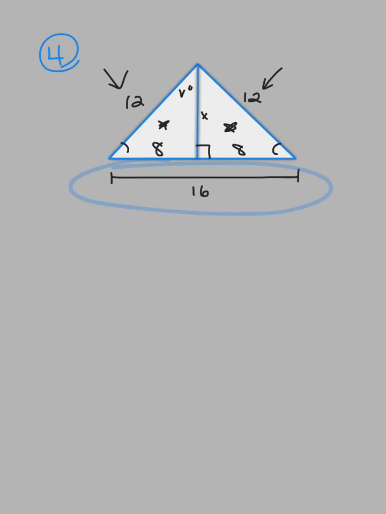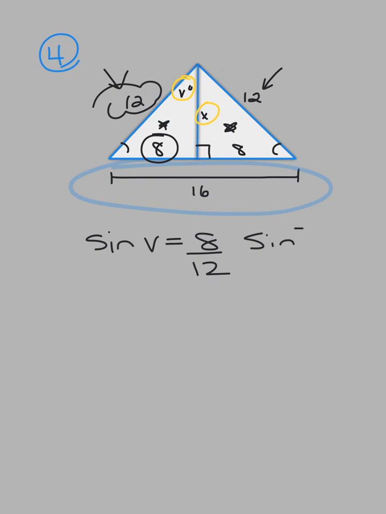So now I'm looking to find v and x. So I need to decide how I want to do that. If I first look at v, I realize that I have a hypotenuse here and I have an opposite leg there, so that's my sine. So I'm going to say sine of v is equal to 8 over 12. I'll use my inverse key, that sine to the -1 key on my calculator to find that. When I put that in my calculator, I realize that v has a measurement of 42 degrees.